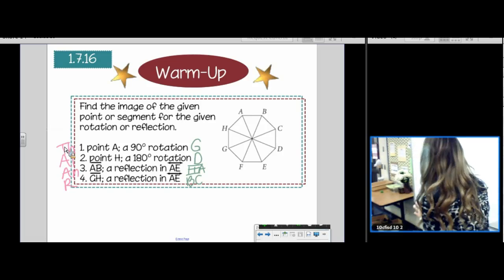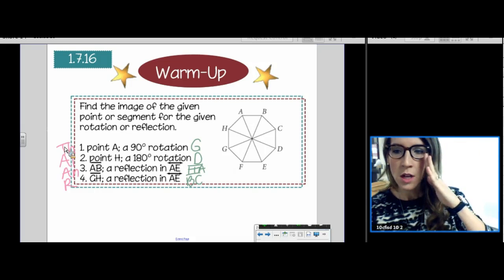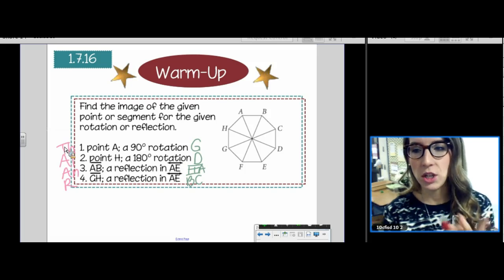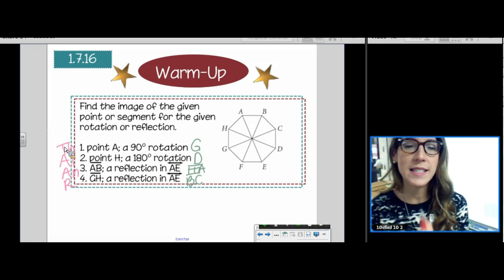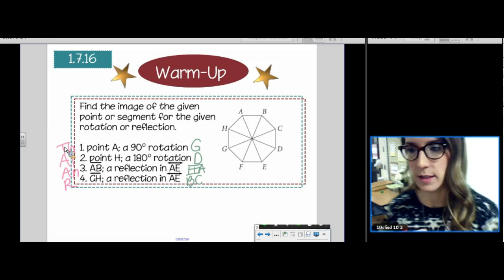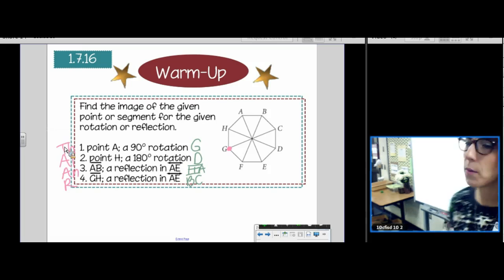Right, so here are the answers we got. Let's go over each one just in case we're not all on the same page. So we want to take point A, and we want to do a 90-degree rotation. What I just said was that we always default to counterclockwise unless the problem specifies otherwise. So we look at G, and we want to go counterclockwise 90 degrees.